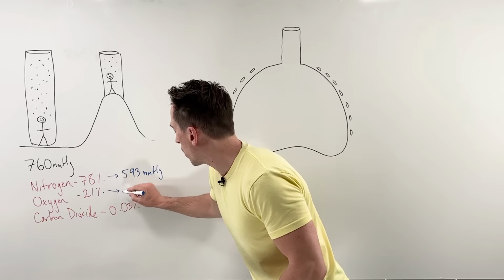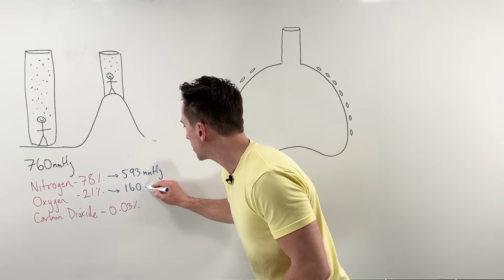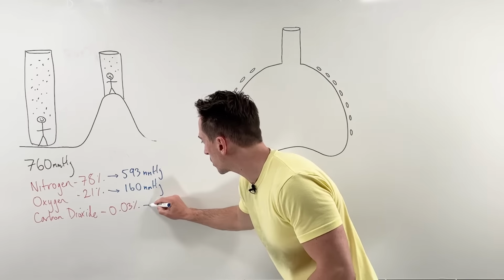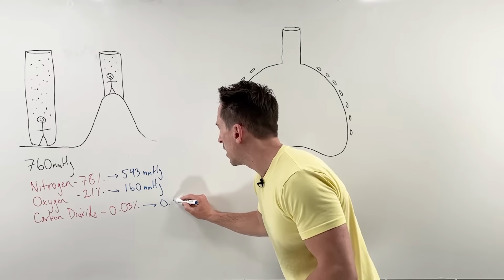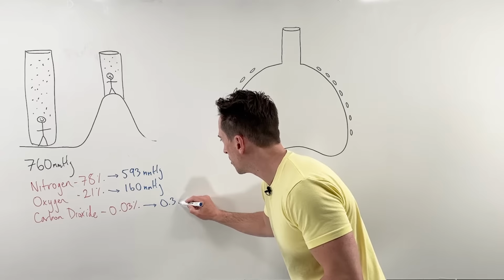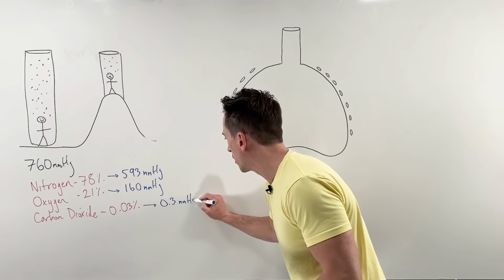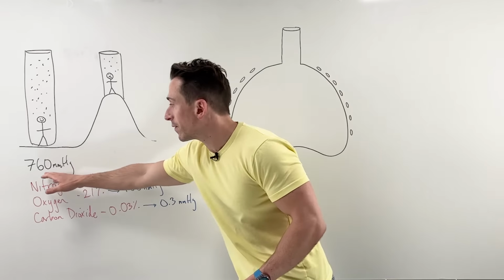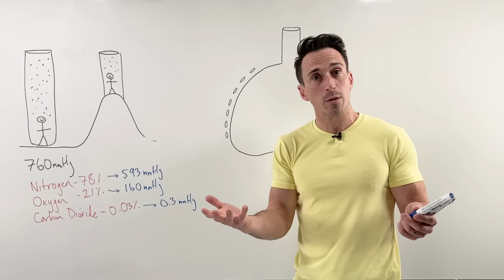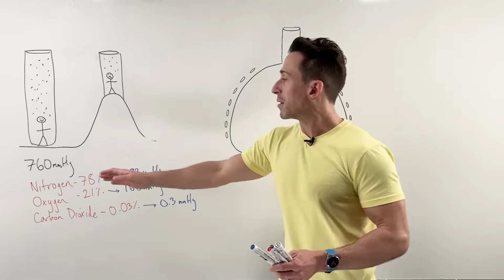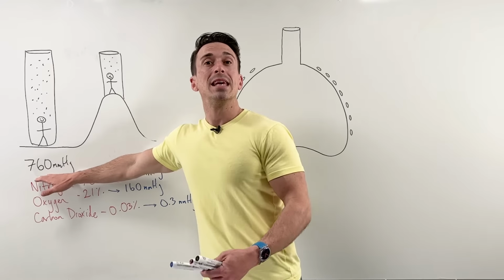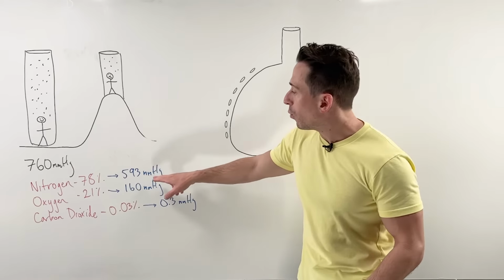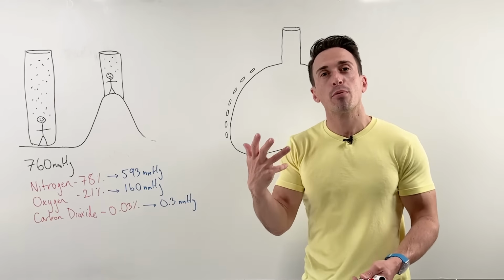Oxygen being 21%, this is going to be around about 160 millimeters of mercury worth of pressure. And if you have a look at the carbon dioxide, you're going to find this is going to be around about 0.3 millimeters of mercury worth of pressure. If you add them up, it's going to be 760-ish millimeters of mercury worth of pressure. This is Dalton's Law, that the total mixture of gases is simply the sum of each partial pressure of the gases. So what we term this is the partial pressure.